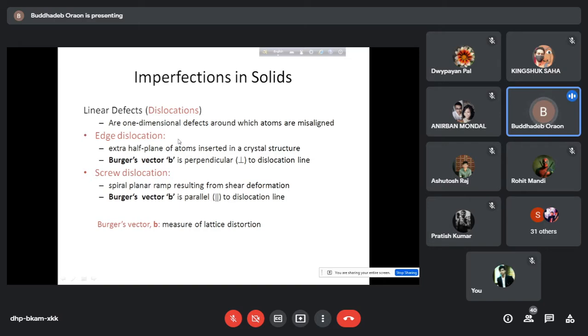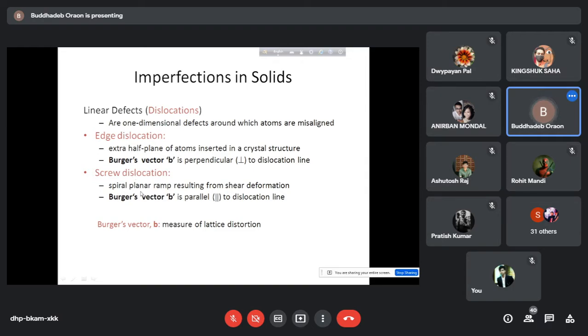Now in the case of the edge dislocation, what happens? There will be an extra half plane of atoms inserted in a crystal. We will see it in the diagram. There will be an extra half plane of atoms inserted in the crystal structure, and the Burgers vector is perpendicular to the dislocation line. These are the two criteria based on which we can say that the dislocation is an edge dislocation.